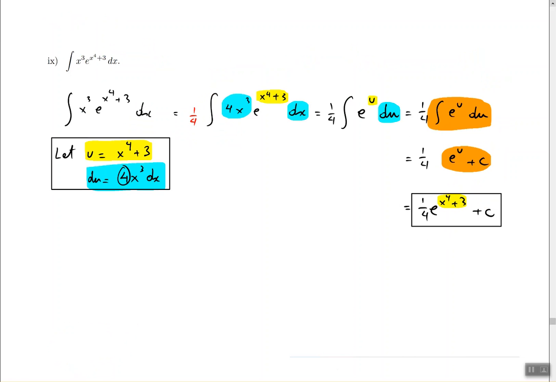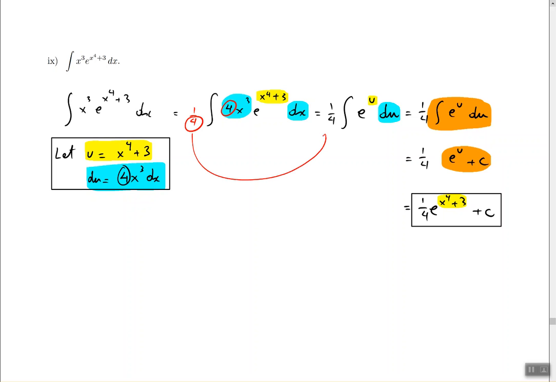So this is the solution. In this case, again, I replaced the u with the exponent x to the fourth plus 3. Then the derivative is 4x cubed dx. And I'm missing the 4 in this problem. So that's why you're seeing me put a 4 here and a 4 on the denominator. And then I made my substitutions.